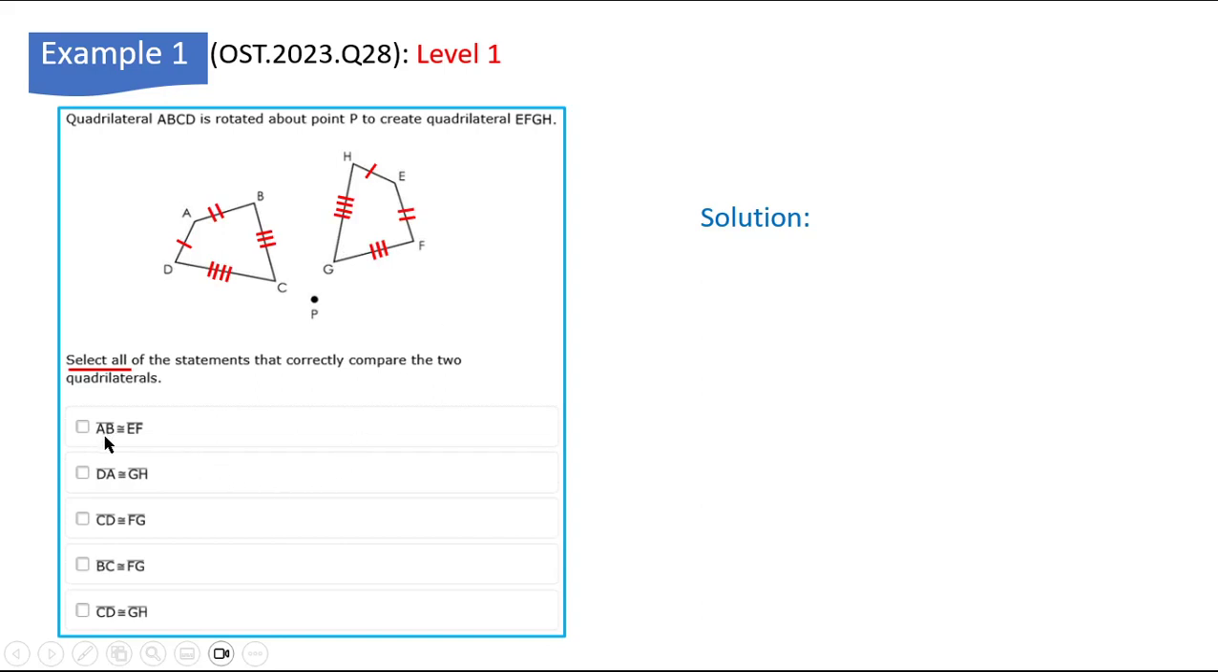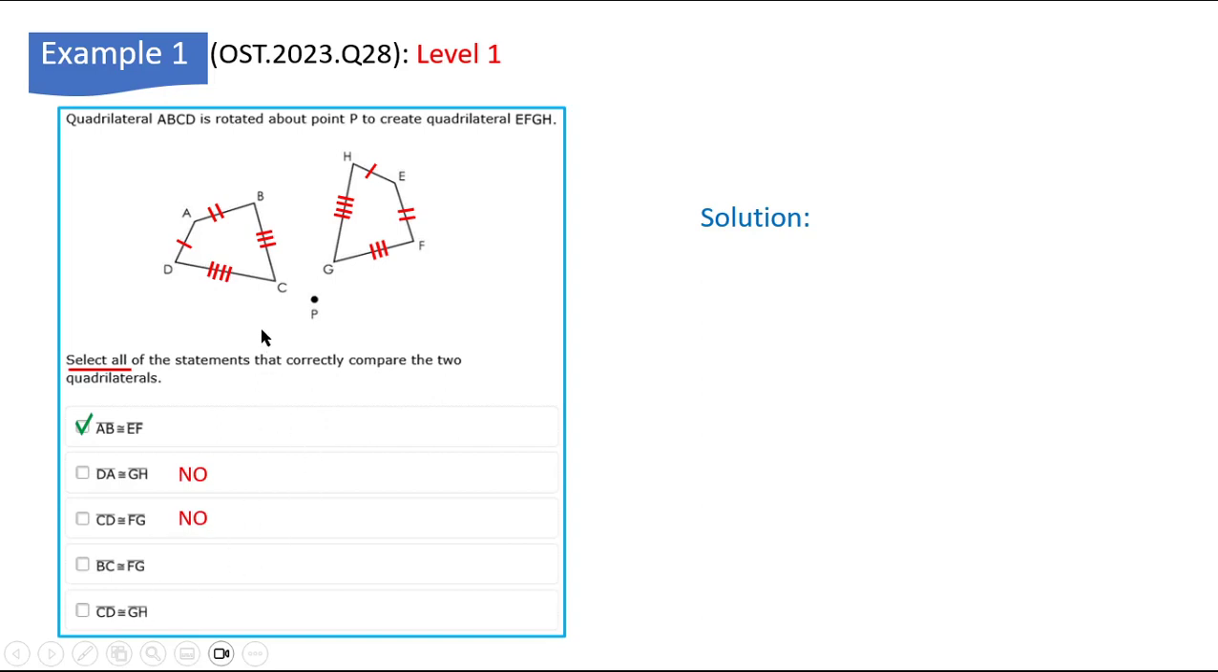Is AB equal to EF? Yes. Is DA equal to GH? No. Is CD equal to FG? No.